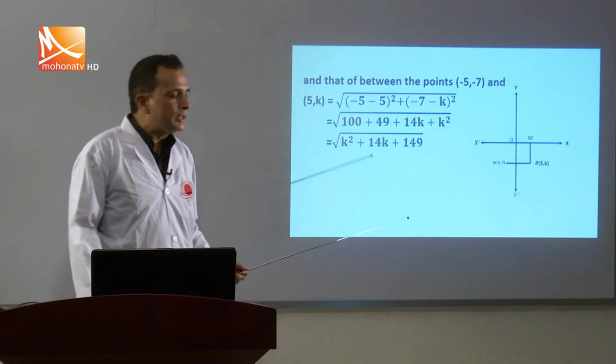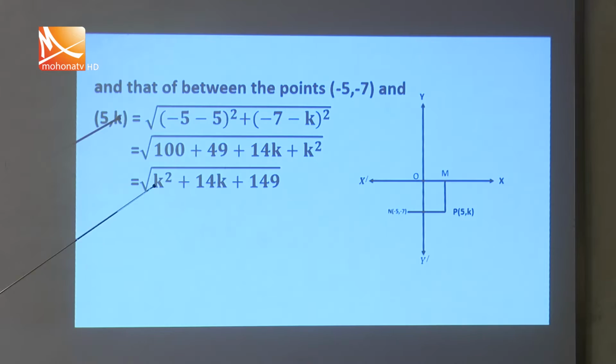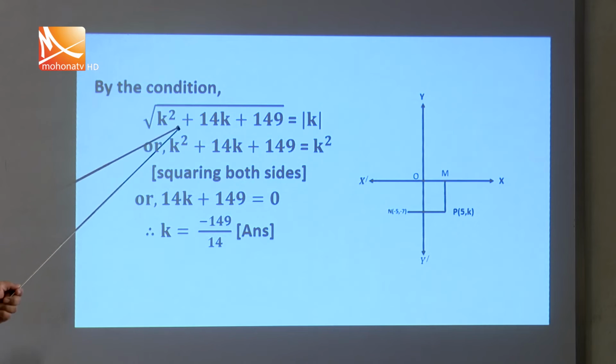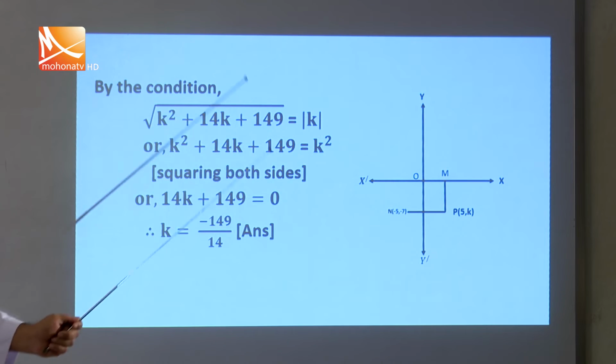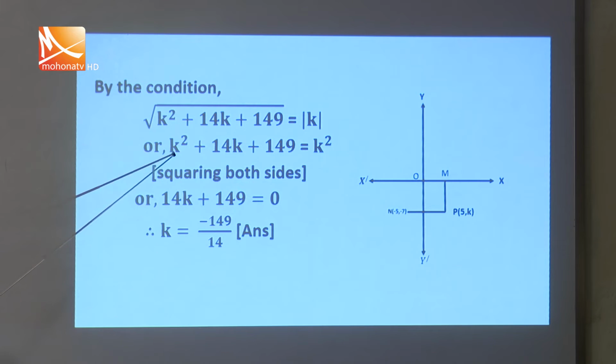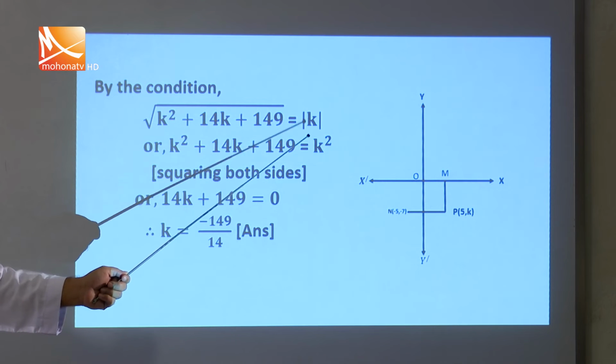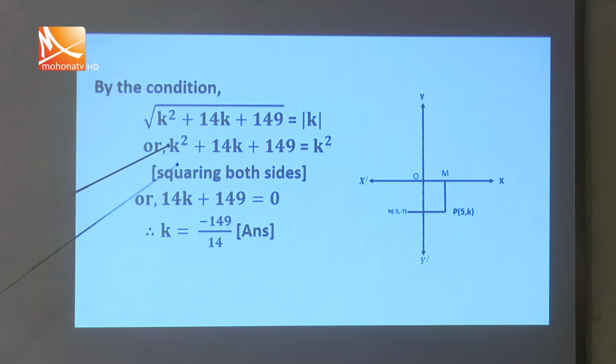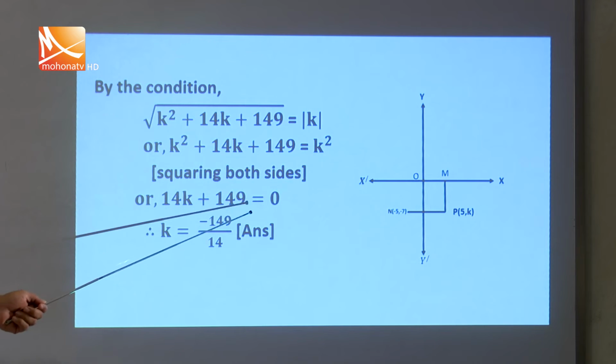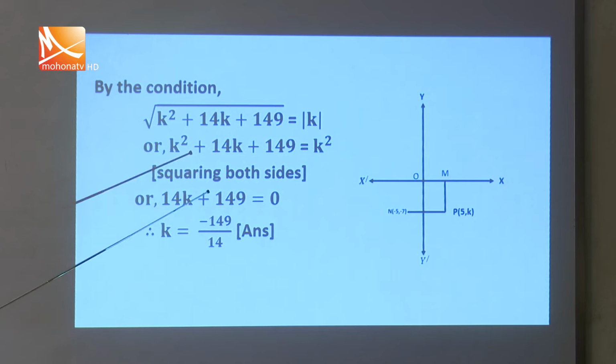These two distances are equal. That's why we are going to write down by the condition: square root of k square plus 14k plus 149 equals absolute value of k. If we square both sides, then we will get k square plus 14k plus 149 equals k square. Absolute value of k square means k square. Okay. Then if we omit k square from both sides, then we will get 14k plus 149 equals 0. Therefore, k equals minus 149 by 14. We cannot express 149 by 14 in lower form, so it will be the answer.